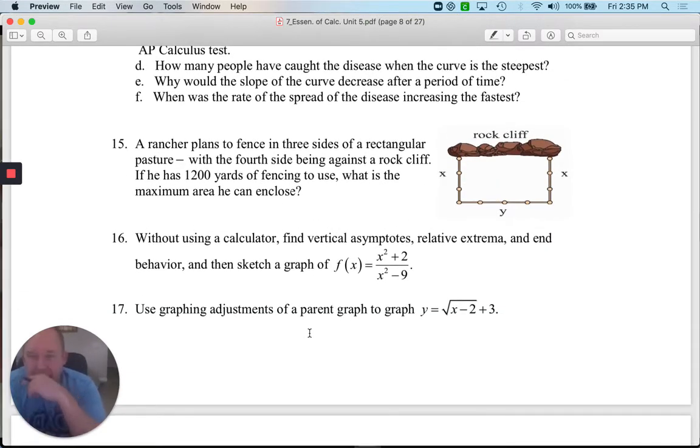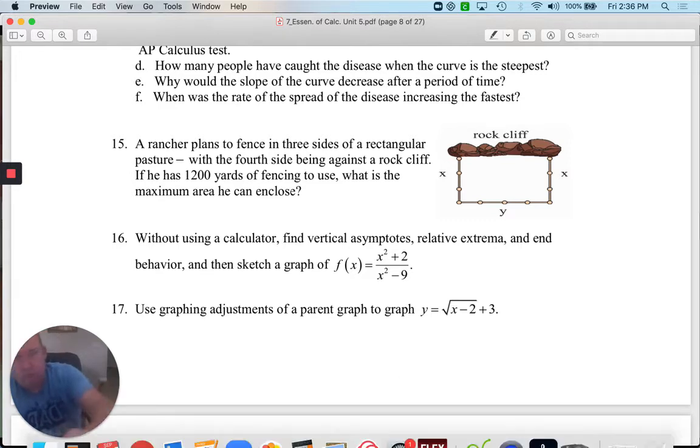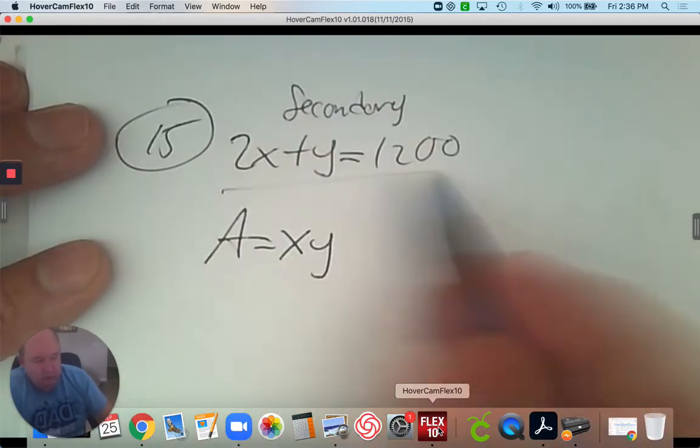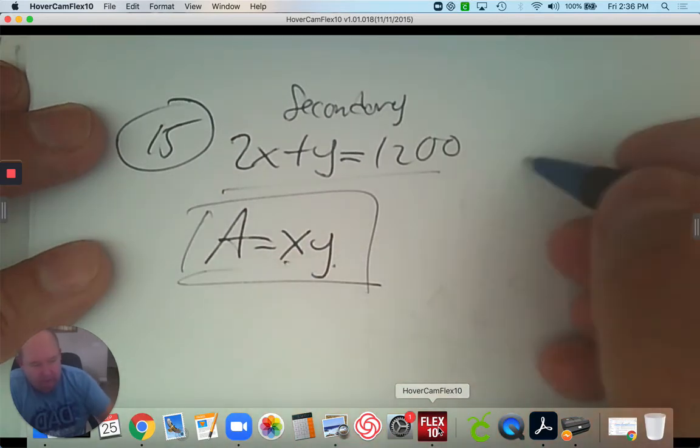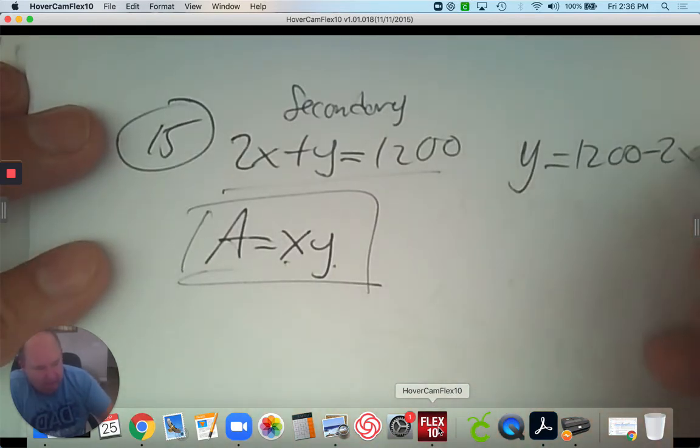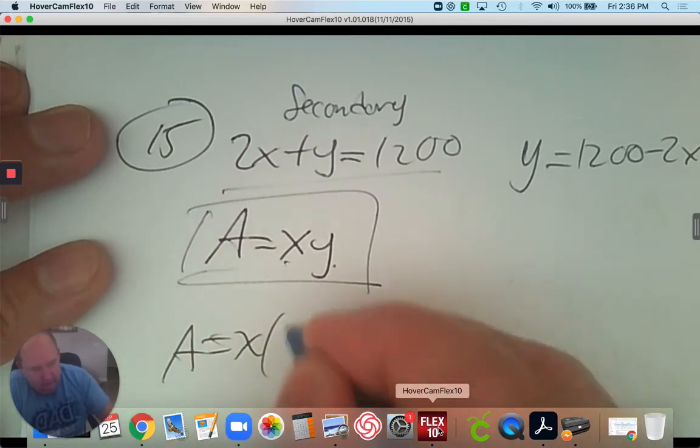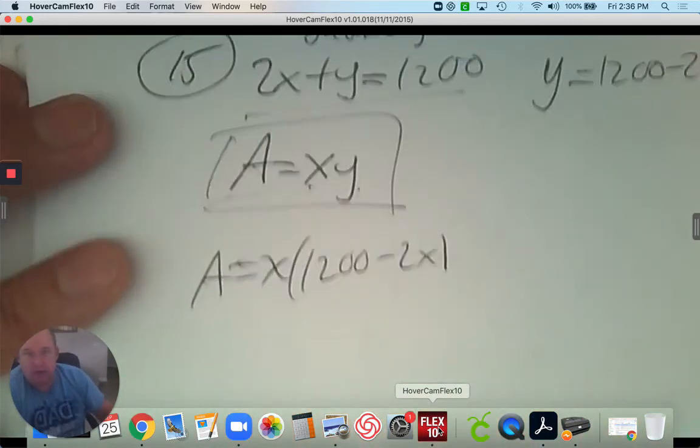A rancher plans to fence in 3 sides of a rectangular pasture. All right. So he has 1,200 yards of fencing. So I know 2x plus y is 1,200. What I know is the secondary. The primary is what I'm looking for, which is what's the maximum area. So area is just x times y. So this is what I know. This is what I'm looking for. Too many variables. Get y by itself. So it's 1,200 minus 2x. Come over here. 1,200 minus 2x. That's what y is. Distribute.